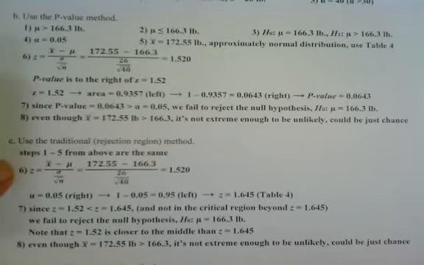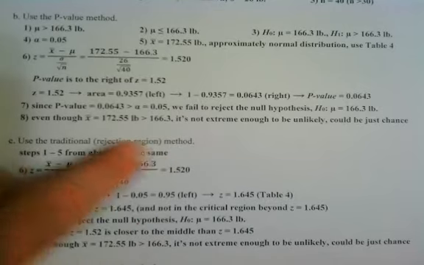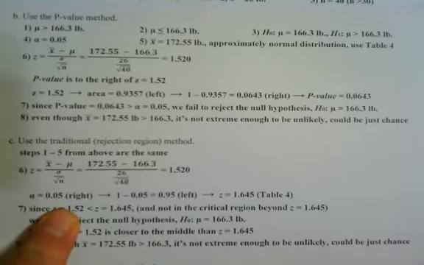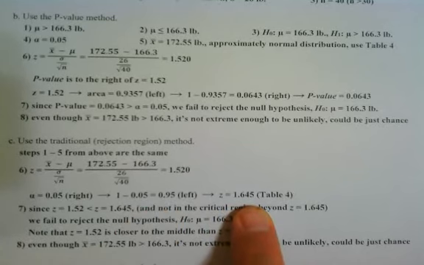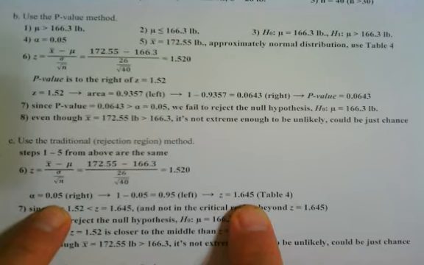Down here, now that I have the 1.52, I turn around and look at alpha and ask what z-score should go with that particular alpha. Well, it's 0.05 to the right. Remember, the table only goes to the left, so we have to subtract from 1. So this is what we actually look up in the table. And it turns out a 0.95 gives us a 1.645. So this is our critical value based on alpha.